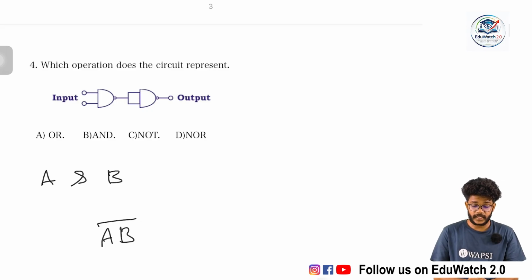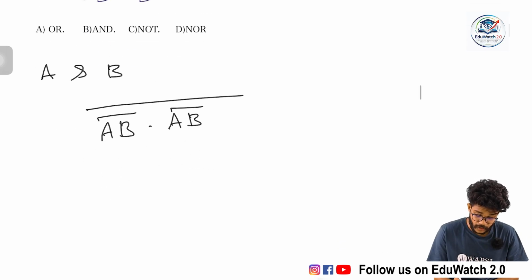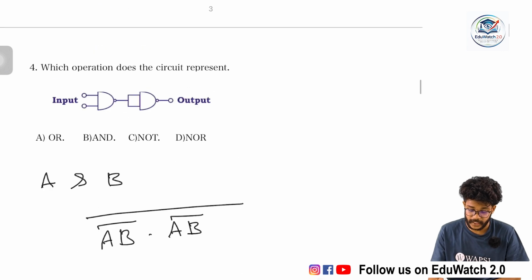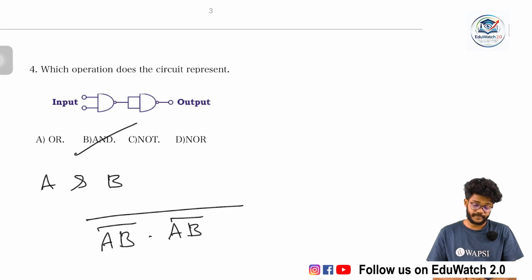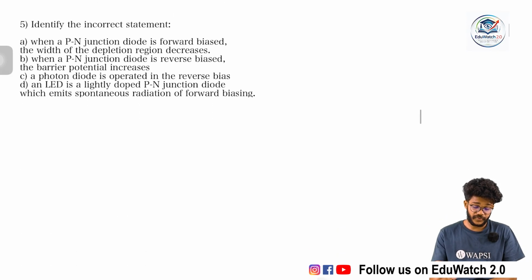NAND gate is connected as the input of NAND gate. So NAND into NAND, all bar. Okay. So by using laws we can change these to AB plus AB, which is equal to AB. That means AND gate. So option B is the correct answer. Then we can move to the next question, the fifth question.